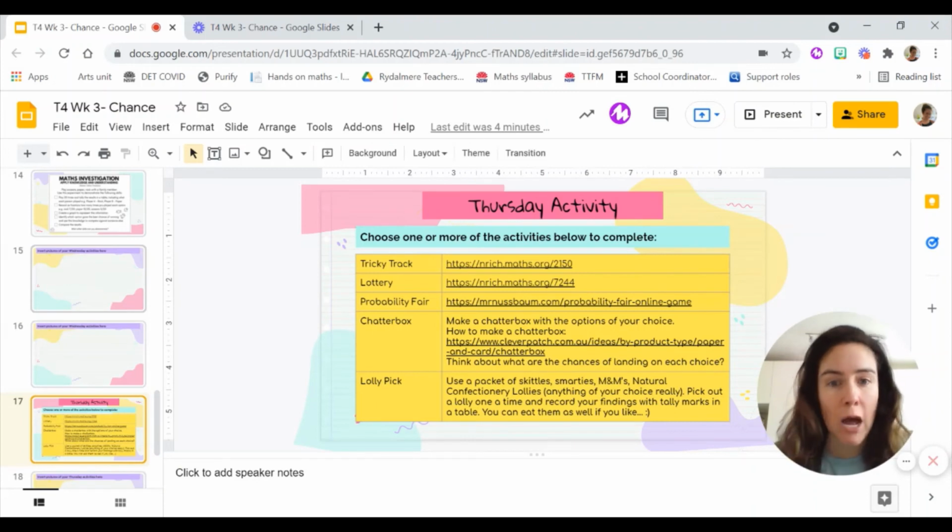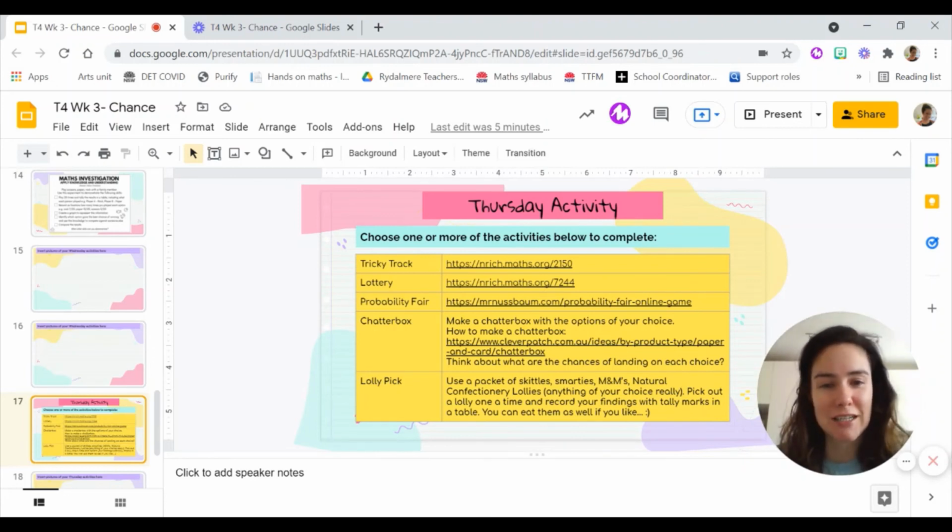Then Thursday, you've got a couple of Mathletics websites, a game. The game is actually quite fun, so you might want to click that one. It's called the Probability Fair. The other one you can do is make a chatterbox. I know a lot of people like making a chatterbox. And a chatterbox is all about chance because, you know, you go 1, 2, 3, 4, and then they pick something. So what is the chance of getting the color or the number that you have on your chatterbox?